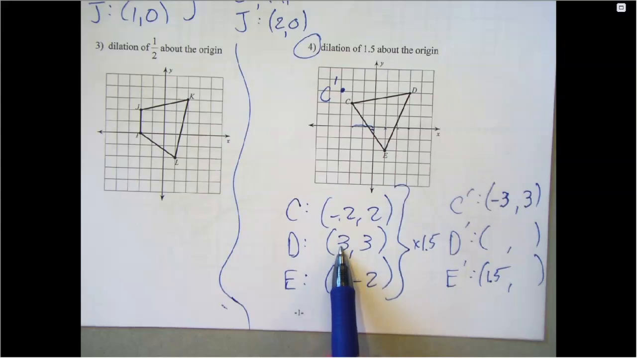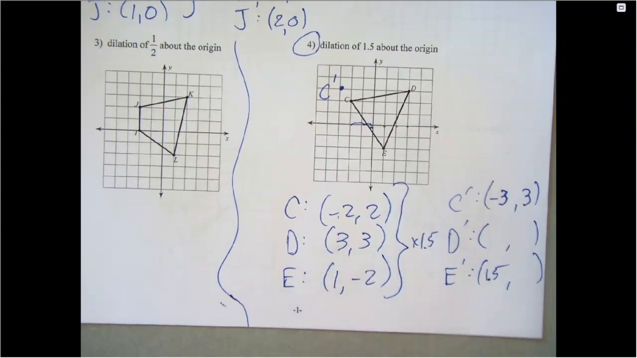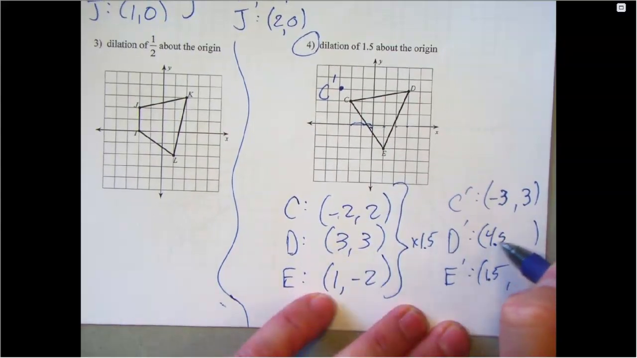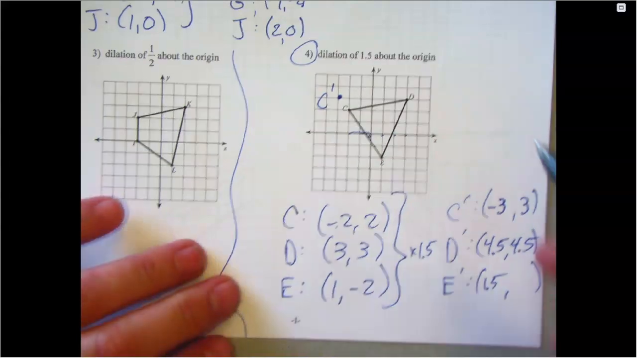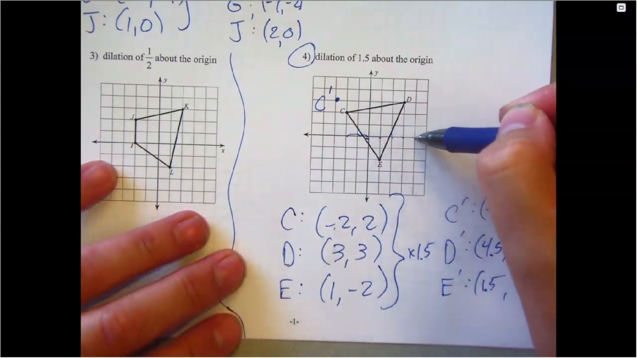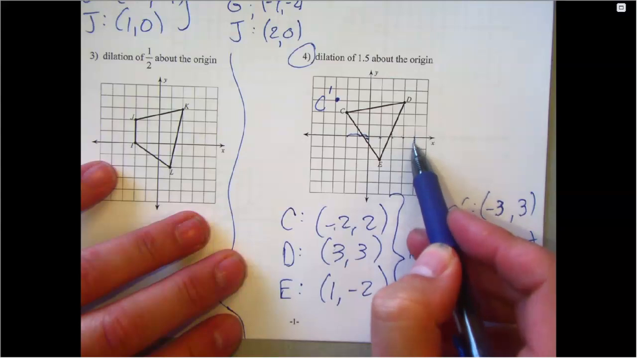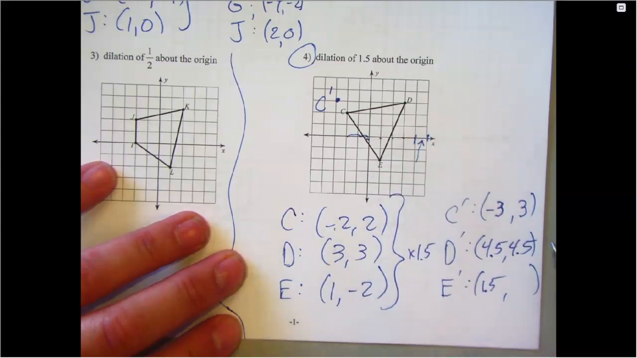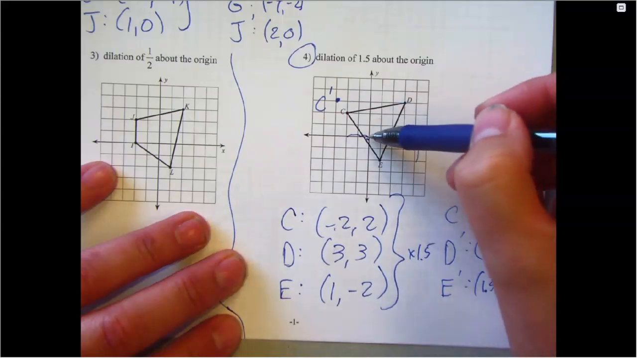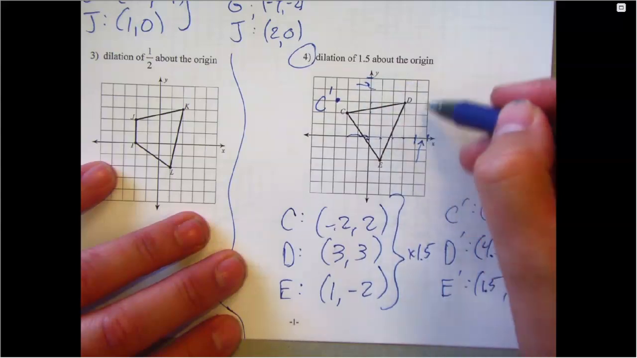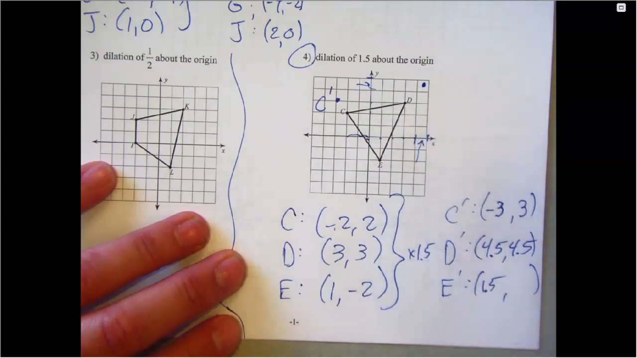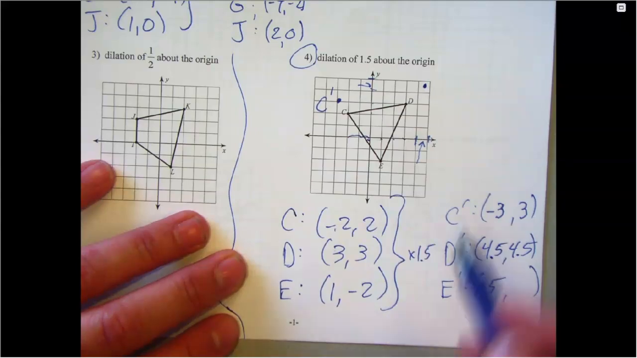For D prime, so I'm starting with 3, 3. I multiply those both by 1.5. I get 4.5. When I graph that, I'm going to kind of go in between the two boxes. So 1, 2, 3, 4 over. So this is 4, this is 5. I want to go right in between those to 4.5. Same thing up here. 1, 2, 3, 4, 5. I want to go right in between those. So this dot should be right in the middle of that box up there.